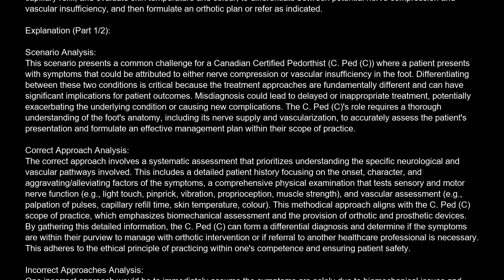This methodical approach aligns with the CPed(C) scope of practice, which emphasizes biomechanical assessment and the provision of orthotic and prosthetic devices. By gathering this detailed information, the CPed(C) can form a differential diagnosis and determine if the symptoms are within their purview to manage with orthotic intervention or if referral to another healthcare professional is necessary. This adheres to the ethical principle of practicing within one's competence and ensuring patient safety.